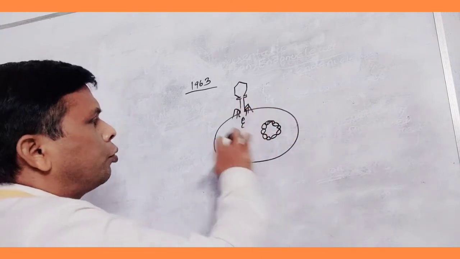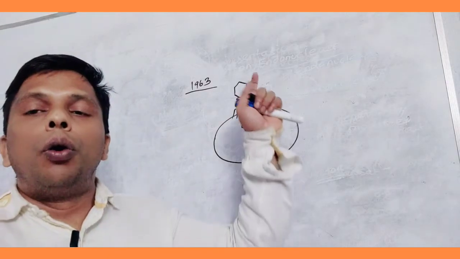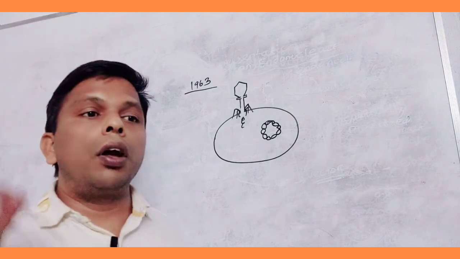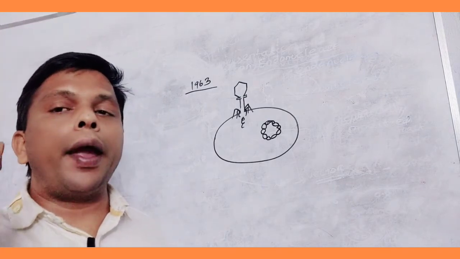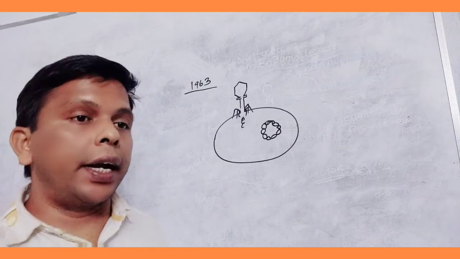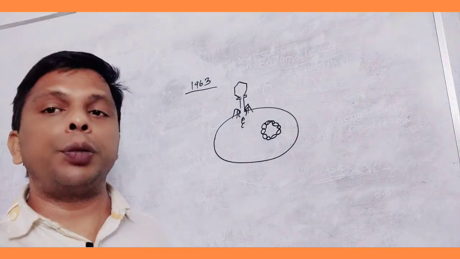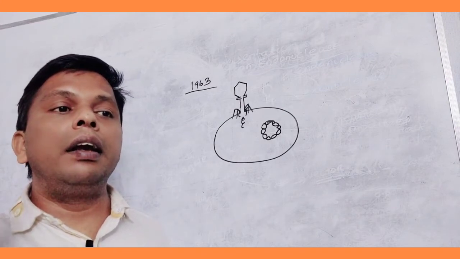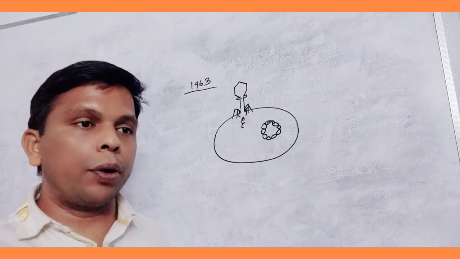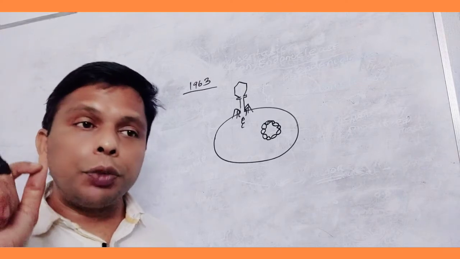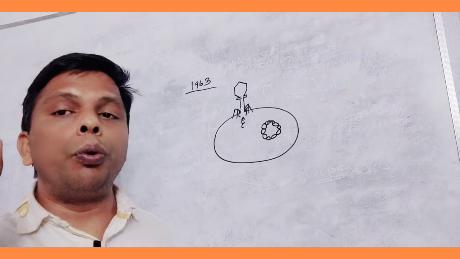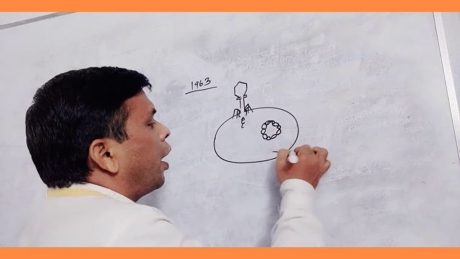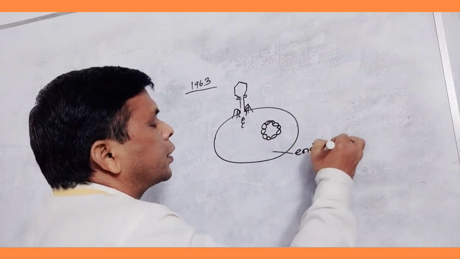This is the DNA of bacteriophage. When the DNA of the virus entered into the bacteria, suddenly a group of specific enzymes became active inside the bacteria, and they started degrading the viral DNA. Inside the bacteria, these specific enzymes which degrade the viral DNA are called endonucleases.